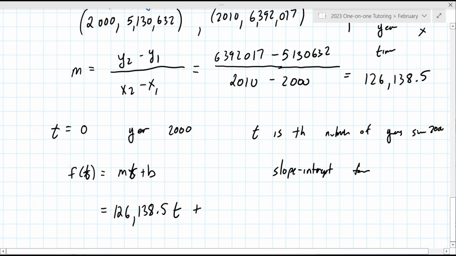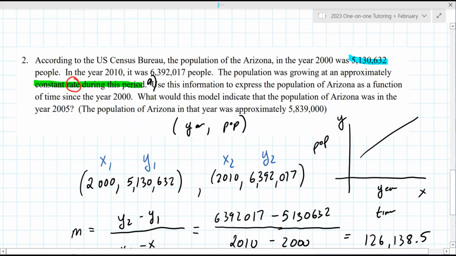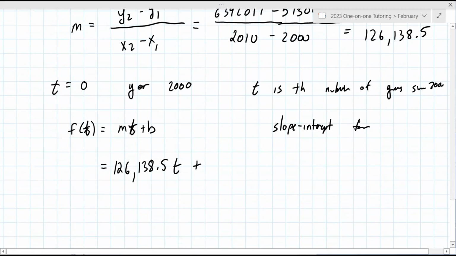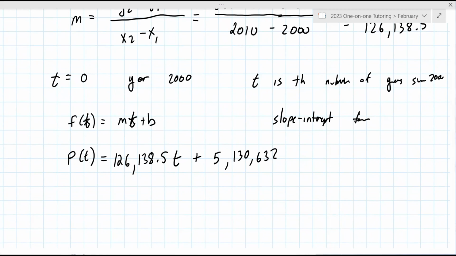Plus b. Now b is the y-intercept, but more generally, it's the starting value. B is the initial number of people. So that 5,130,632, that's going to be your b in this case. And then I guess you can use something better than f. You could say population as a function of time, P of t. Something like that. That might be more rigorous. The variable really doesn't matter, but someone grading might wonder why you chose j instead of t or x, but nevertheless. So that's it for part A.